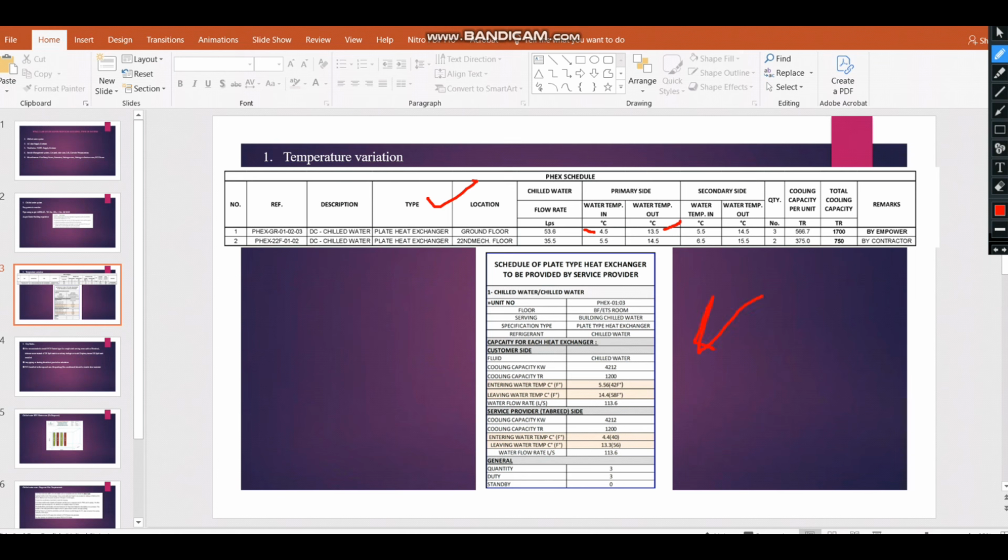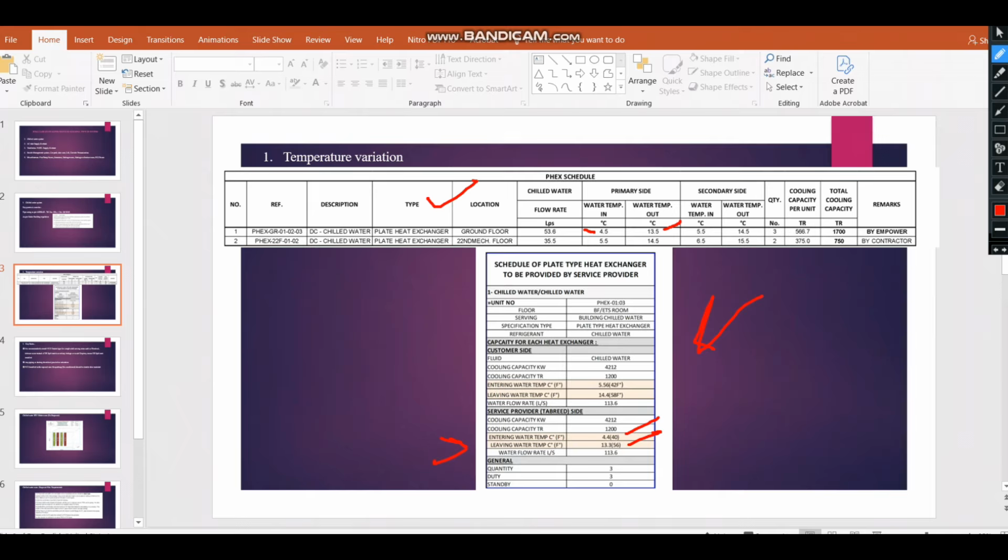So this chart is from the Abu Dhabi Tabreed. Here you can see the entering and leaving temperature, that is 4.4 and 13.3. This temperature from the authority will vary based on different area. You have to consider this temperature for the primary side, and based on this primary side, you can go with the secondary side temperature for your FCU and all the air side equipment sizing.